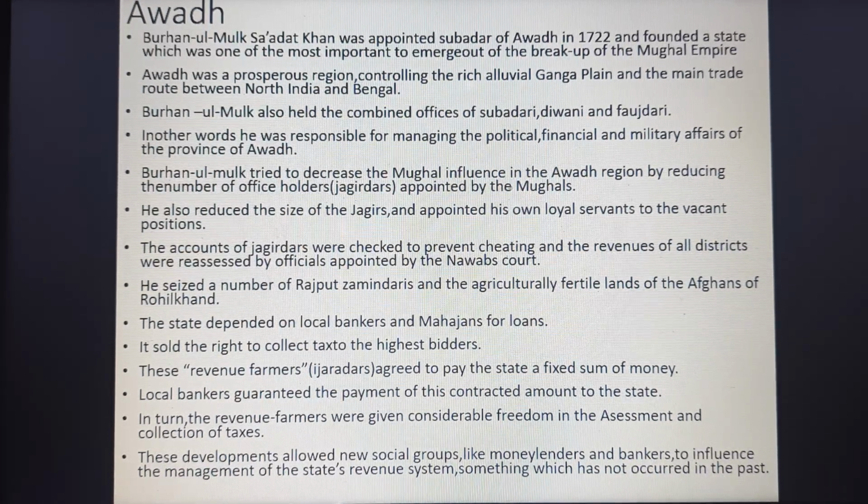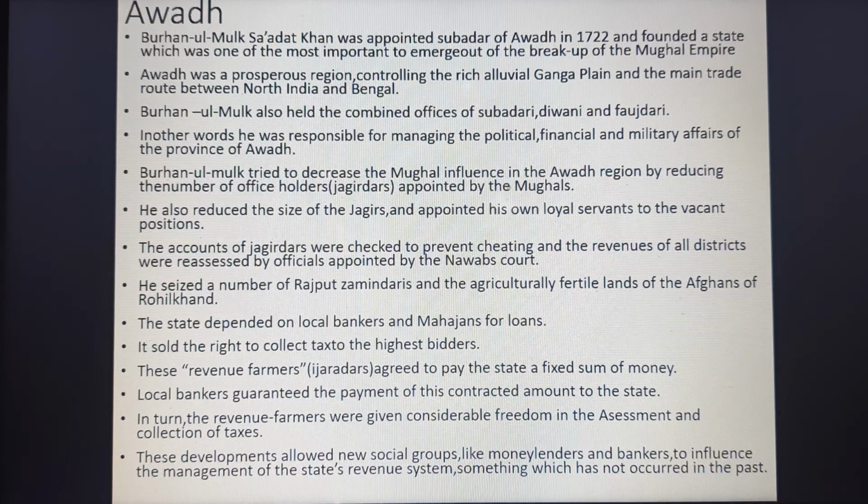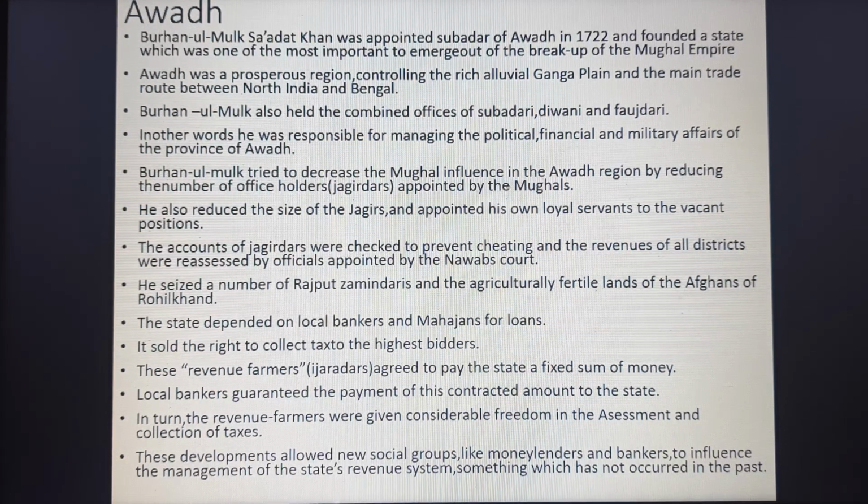So Rohilkhand is a place in North India, and there he took the Zamindari from the Rajput Zamindars and took it under his own control. The state was dependent on local bankers and Mahajans for loans. So again a new term is coming: local bankers and Mahajans. So who were these local bankers and Mahajans? They were basically the persons who were giving loans.